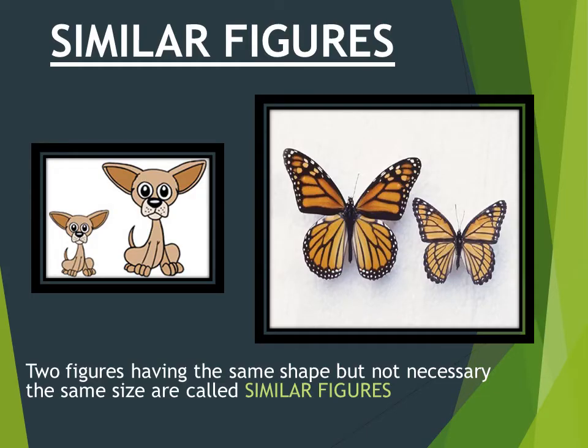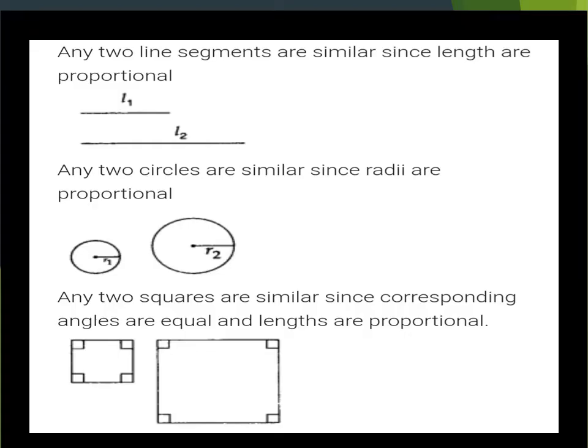So when can you say two figures are similar? When two figures have the same shape but not necessarily the same size, then they are called similar figures. You can observe two more diagrams here. Though they are in different sizes, the shape is the same. So these are considered to be similar figures. Hope it is clear to you all what similar figures are.